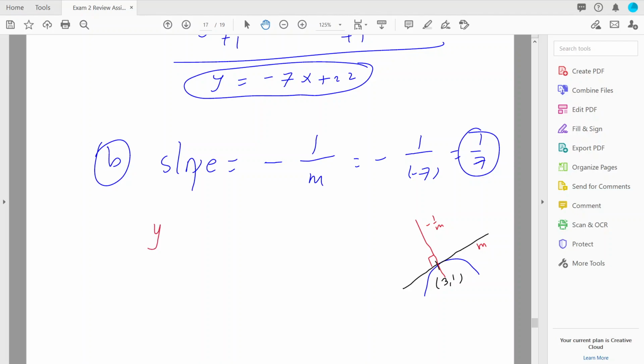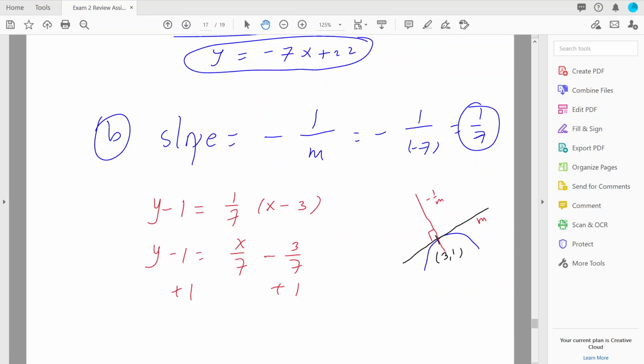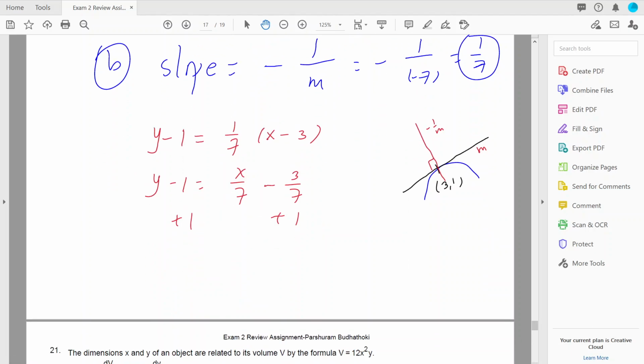Now the equation of the normal line would be y minus y1, which is 1, equals slope times x minus x1, which is 3. So y minus 1 equals x over 7, minus 3 over 7. If we add 1 to negative 3 over 7, that will give you 4 over 7. So y equals x over 7 plus 4 over 7. So that's the equation of the normal line. That's problem 19.